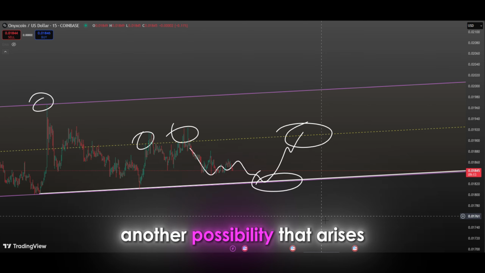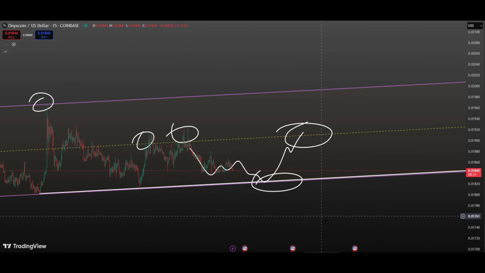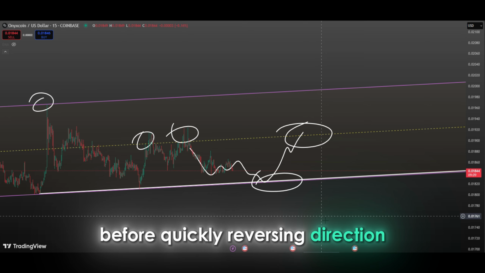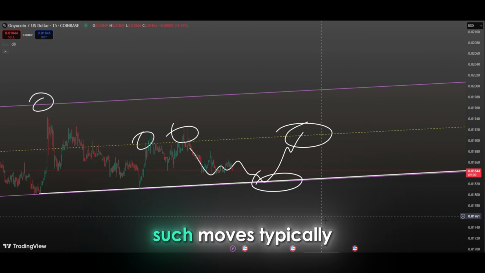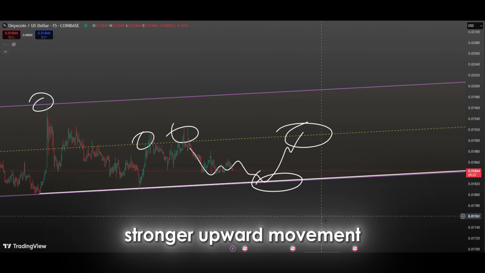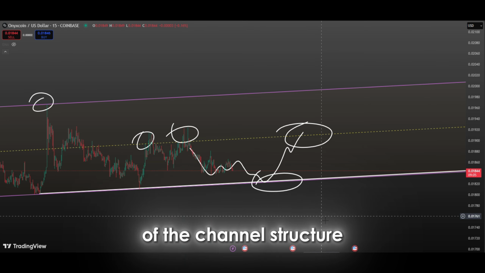Another possibility that arises as the price nears the lower band is the occurrence of a fake break. This scenario involves the price briefly dipping below the lower band before quickly reversing direction. Such moves typically result in the removal of weak hands from the market, followed by a stronger upward movement. If such a scenario plays out, it would once again highlight the strength of the channel structure and confirm the continued bullish potential of the market.